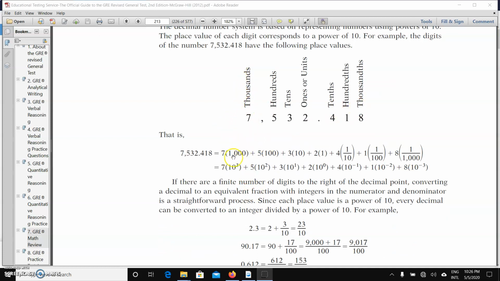So that means into bracket 1000. This one means into bracket 100, 3 into bracket 10. Unit means 1. So till that one, that's tenth. That will be 1 over 10. Tenth means 1 over 10. Hundredth means 1 over 100. Thousandth means 1 over 1000. So that's like the opposite of the other side.